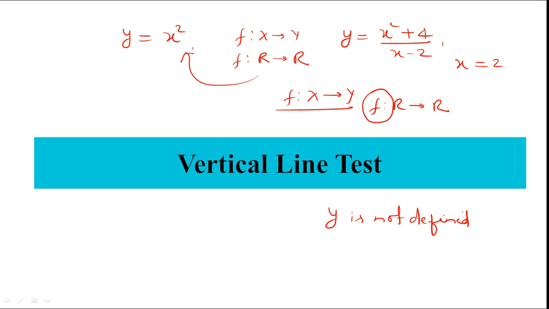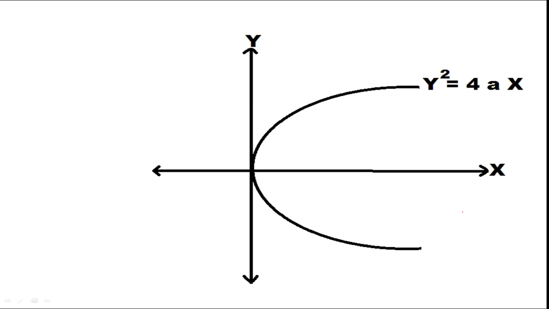Keep that in mind. Now we are considering the vertical line test. If we can draw the graph of the given relation, then we can easily verify whether the given relation is a function or not. You can see we are considering a parabola, and the equation of the parabola, you know it, is y square is equal to 4ax. Now we want to test whether it is a function from the set of real numbers to the set of real numbers or not.